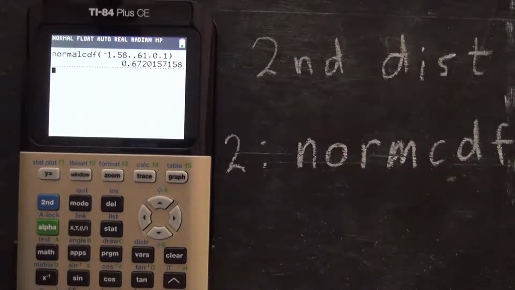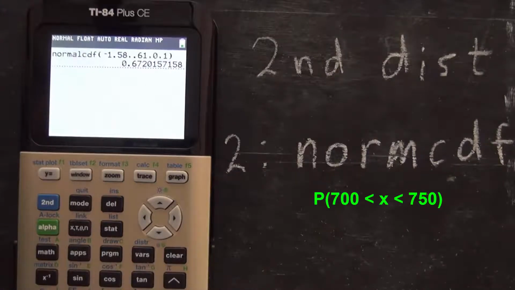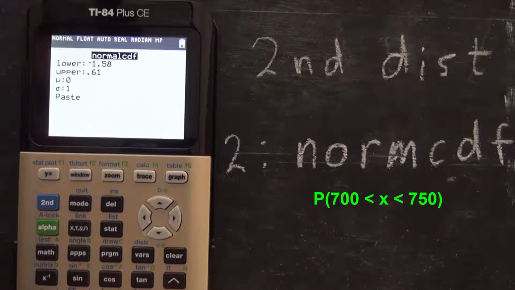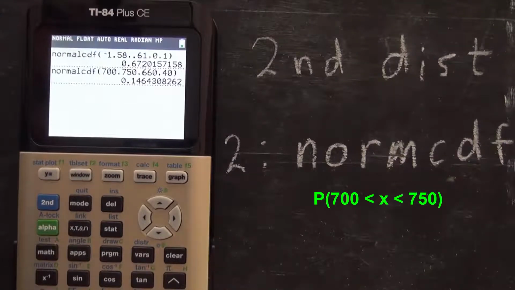Returning to the weights of bears, which are normally distributed with a mean of 660 pounds and standard deviation of 40 pounds, determine the proportion of bears weighing from 700 to 750 pounds. So we again go to normal CDF, second distribution, option 2, and now we type in the weight interval: 700 on the low end and 750 on the high end. Now we have to give it the mean specific to this normal distribution and the standard deviation for these weights. Again, just hit paste, hit it again, and boom. About 15% of bears are in that weight interval.